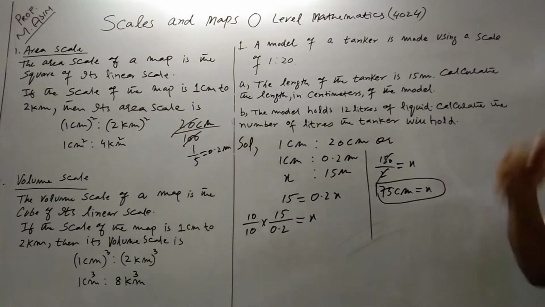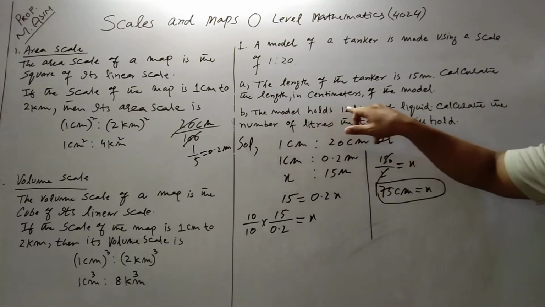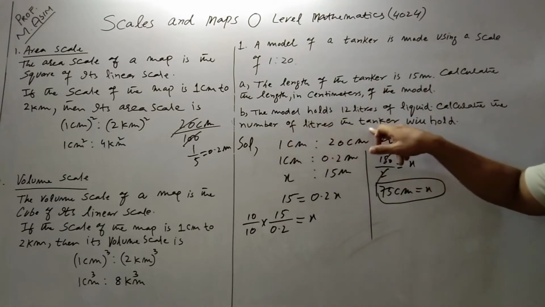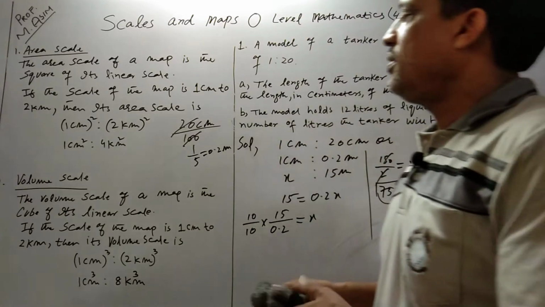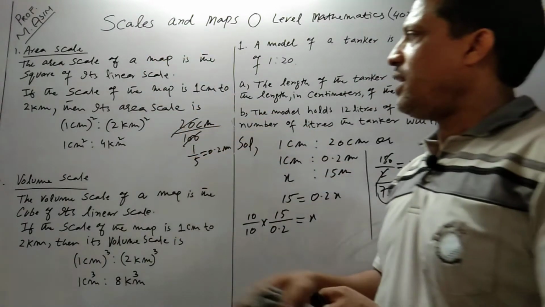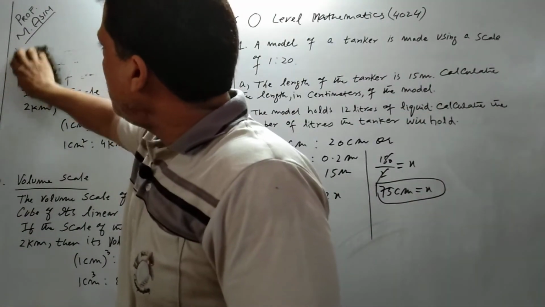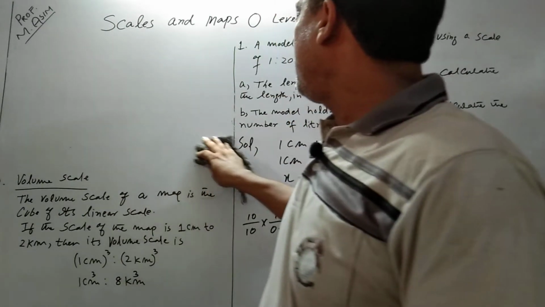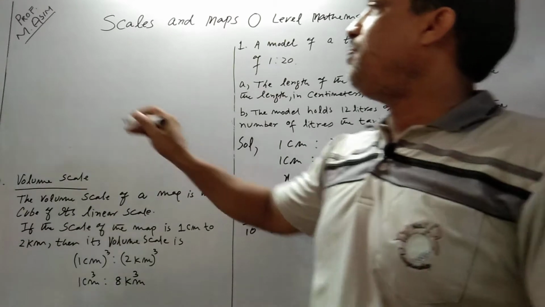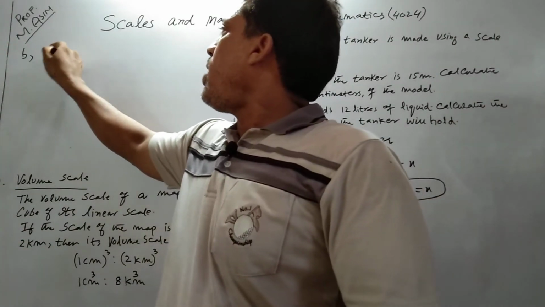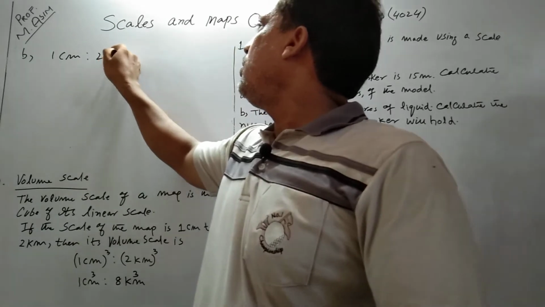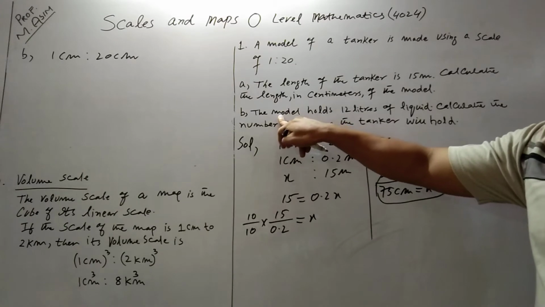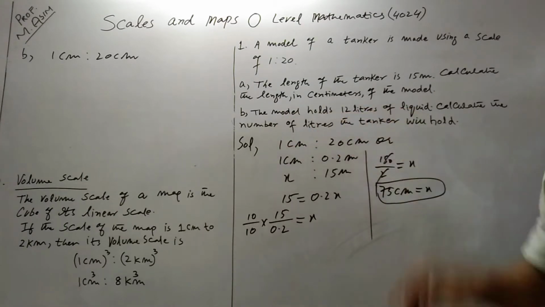The next part is, the model holds 12 liters of liquid. Calculate the number of liters the tanker will hold. Very easy. I hope you understand the definition of volume scale, therefore I am running this. Given scale is, part B, 1 centimeter to 20 centimeter. Student, what is given? The model holds 12 liters.